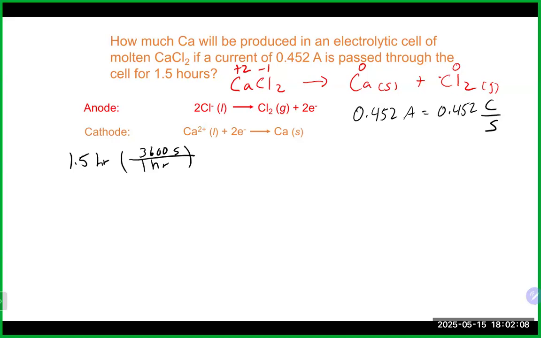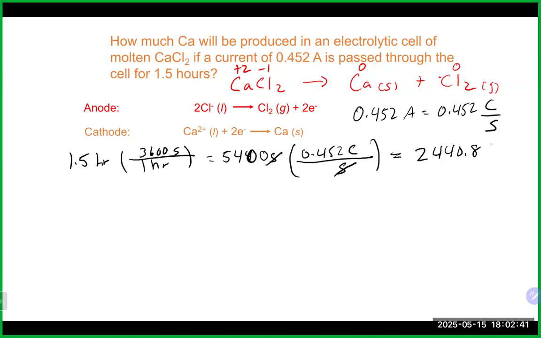That's going to get me 1.5 times 3,600, about 5,400 seconds. And now we could use the current of our cell, which is 0.452 coulombs per second. The seconds here are going to cancel each other out when we multiply them. That's going to give us something like 2440.8 coulombs.